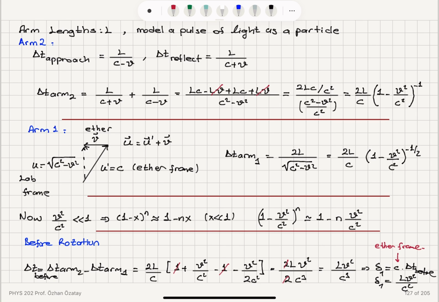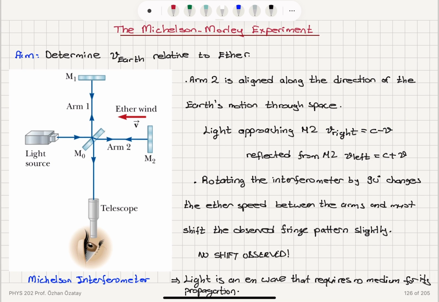You first evaluate at x equals 0, you get 1, and then you take a derivative, n times 1 minus x to the power n minus 1, multiplied by n, and we evaluate at x equals 0, multiplied by x, we obtain 1 minus nx. Therefore, 1 minus v square over c square to the power n is approximately 1 minus n times v square over c square. So, what we do in this experiment is we rotate the interferometer so that arm 1 and arm 2 will exchange roles.